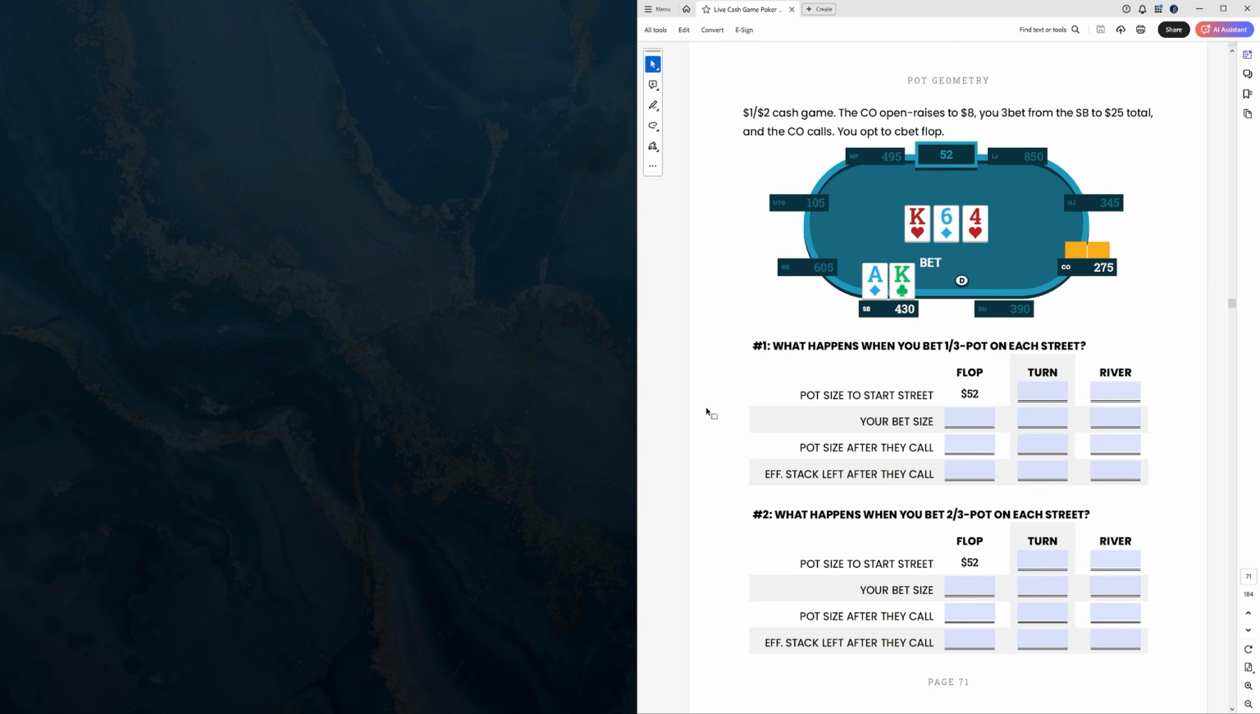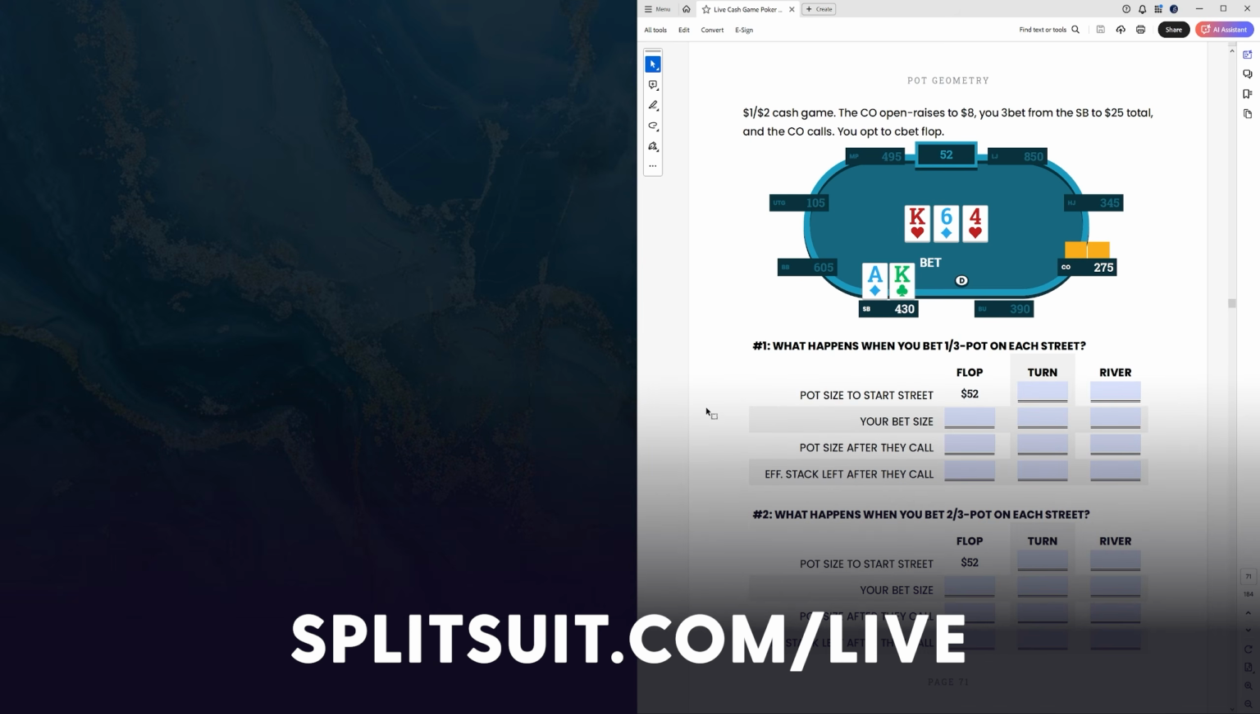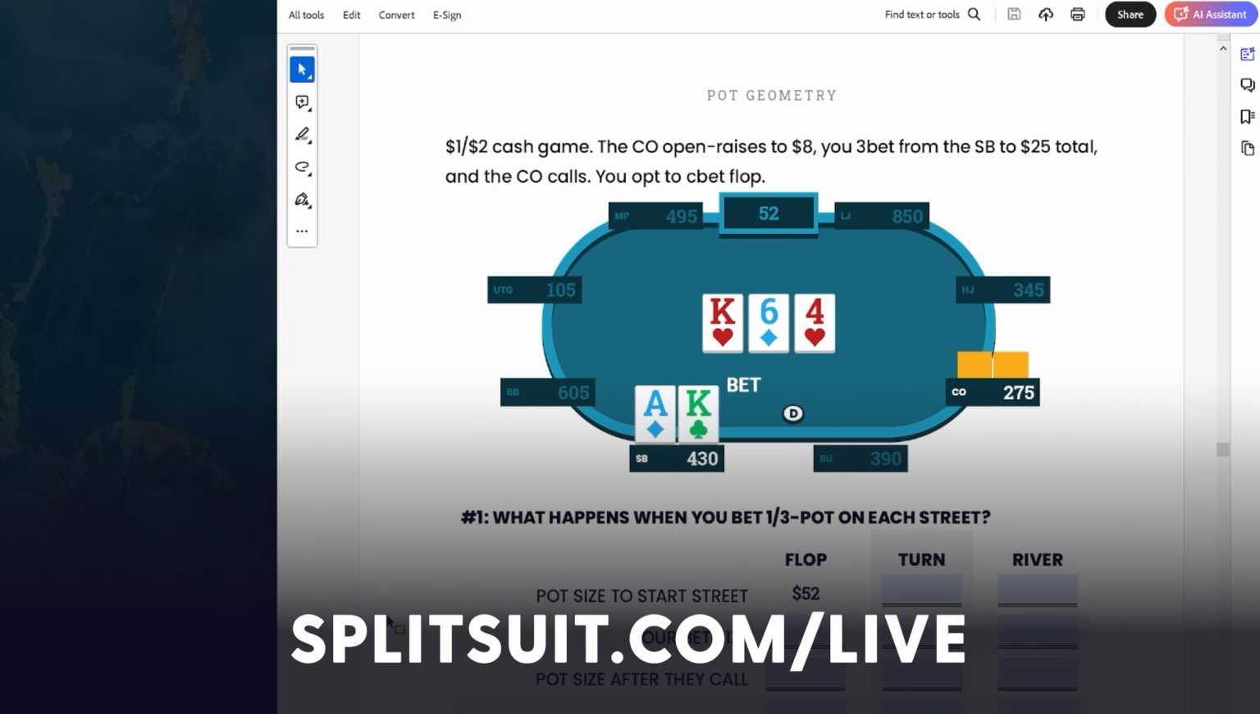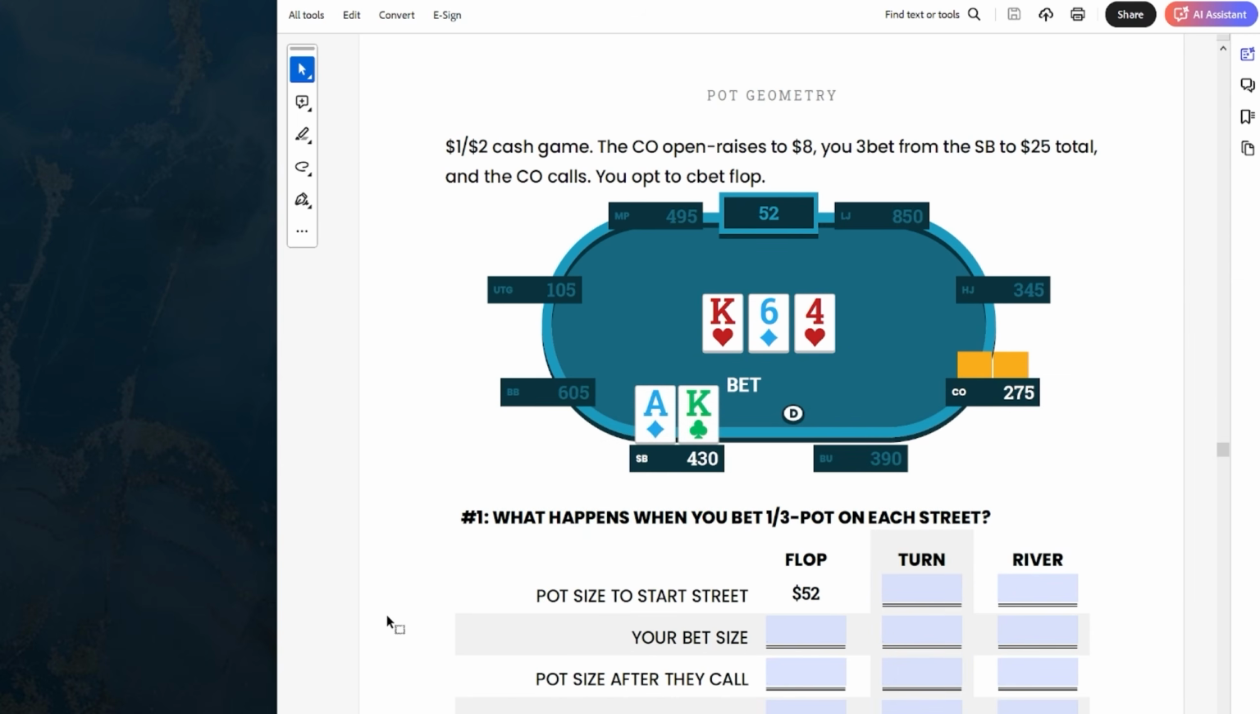Alright, so this example is directly out of my new live cash game workbook. If we flip over to page 71 in the pot geometry chapter, the prompt at the top is you're playing a 1-2 cash game. The cutoff open raises to $8. You 3-bet from the small blind to 25 total, and the cutoff calls. And you opt to c-bet the flop. You have top pair, top kicker on a king 6-4 with a flush draw board.